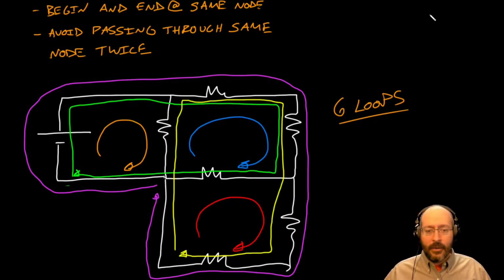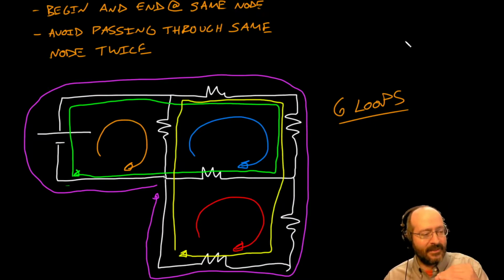Okay, so those are loops. Now, the next bit of vocabulary that we're going to work with is closely related to loops, and that's something called a mesh.